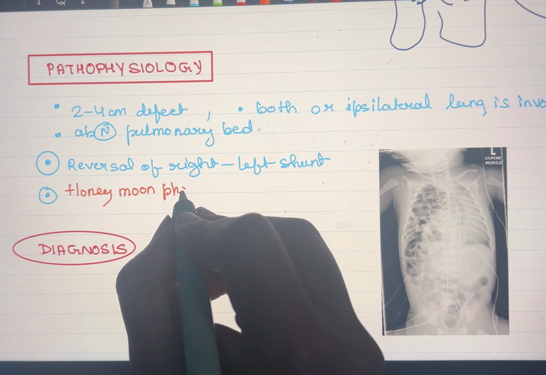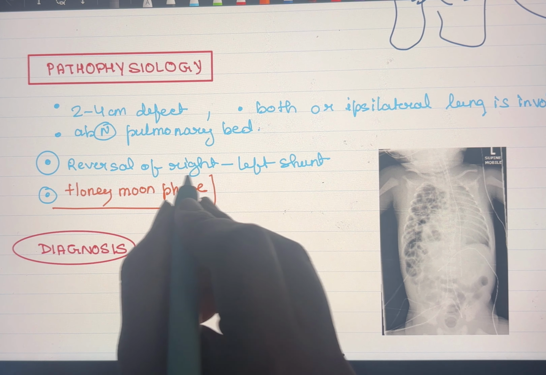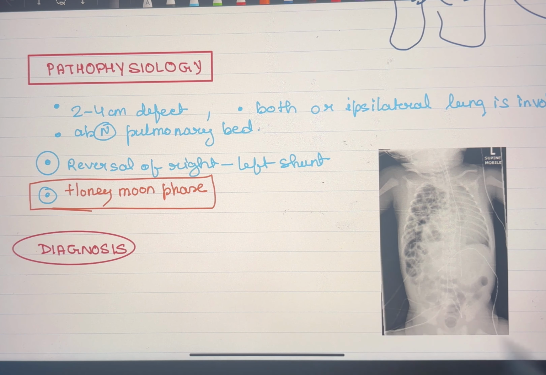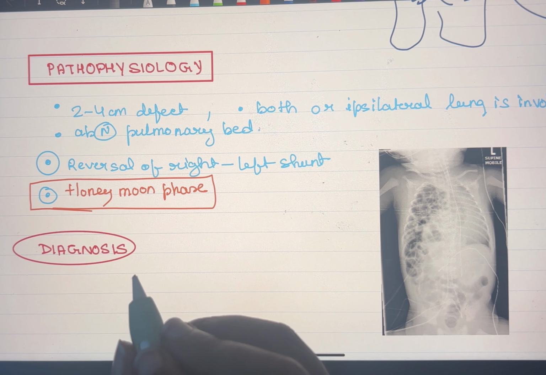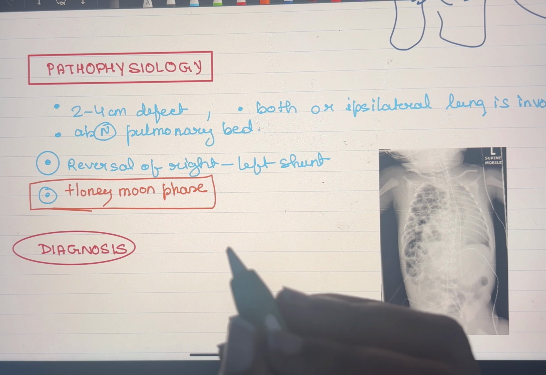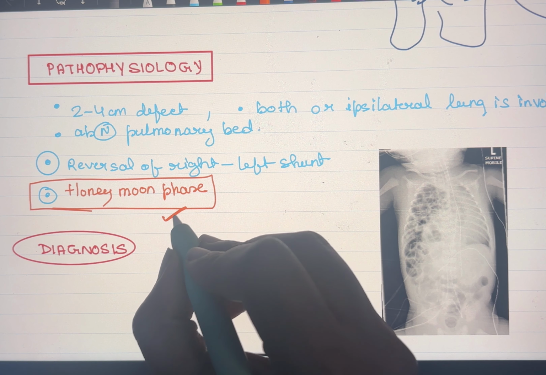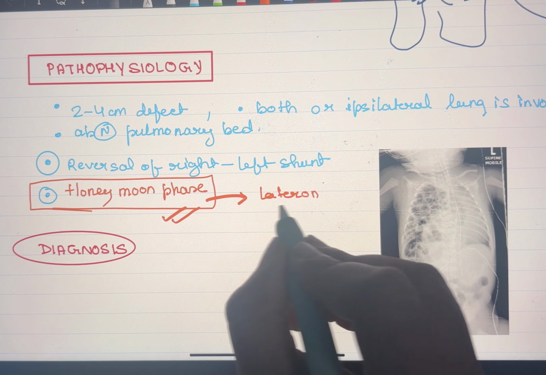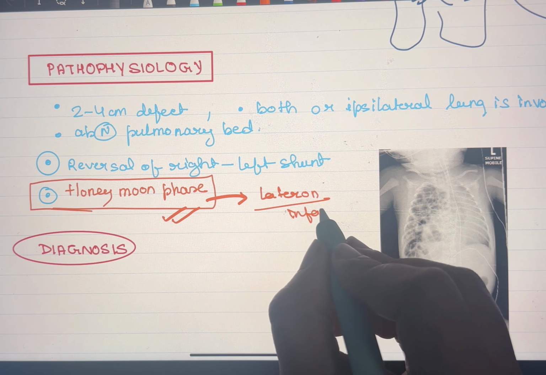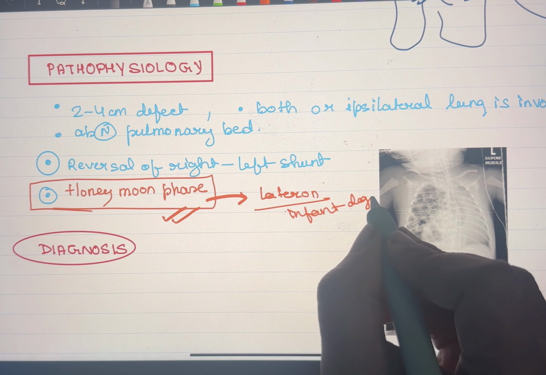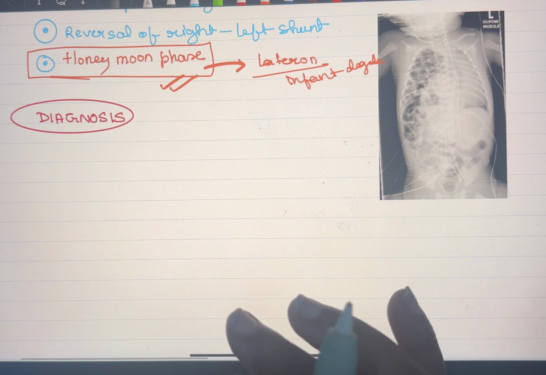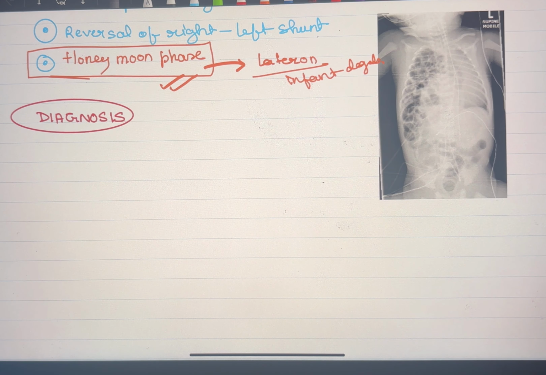What is honeymoon phase? Initially, the infants who have congenital diaphragmatic hernia look absolutely normal. Baby seems normal. That is the honeymoon phase initially, but later on the infant degrades. Now we will see how will you diagnose a case of congenital diaphragmatic hernia.